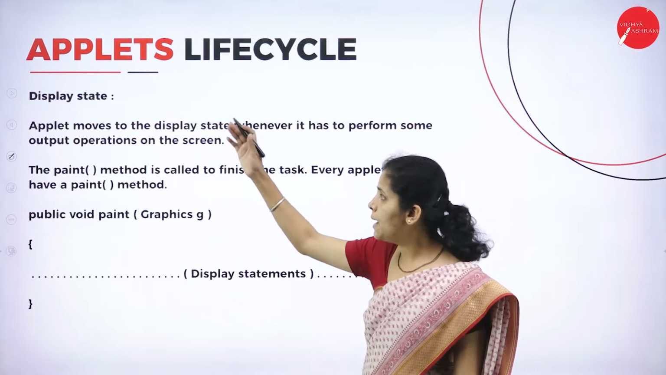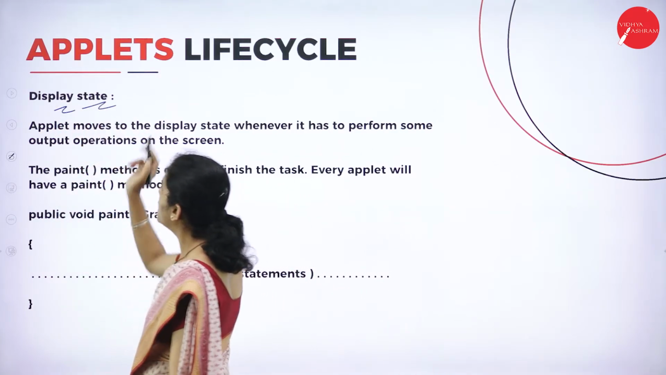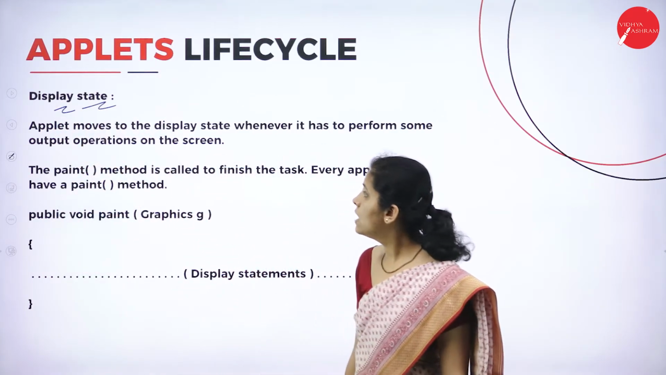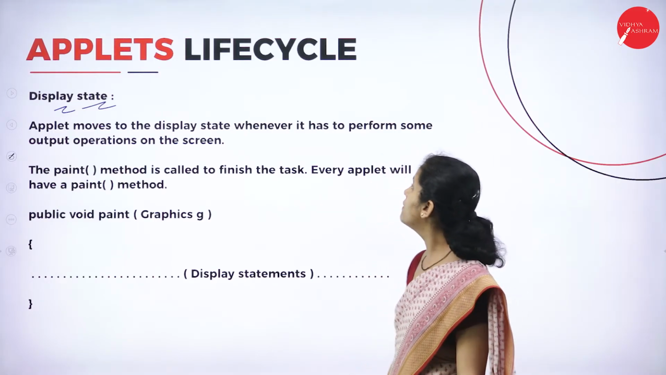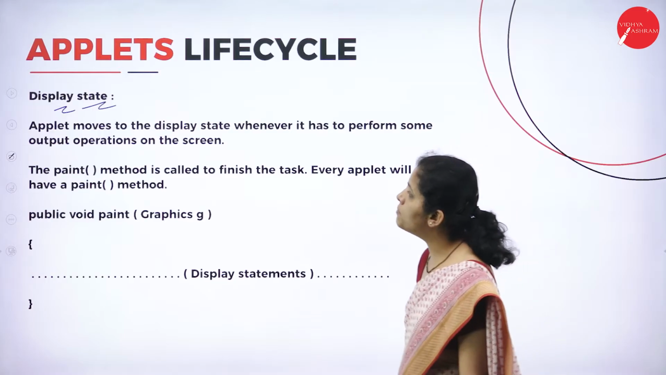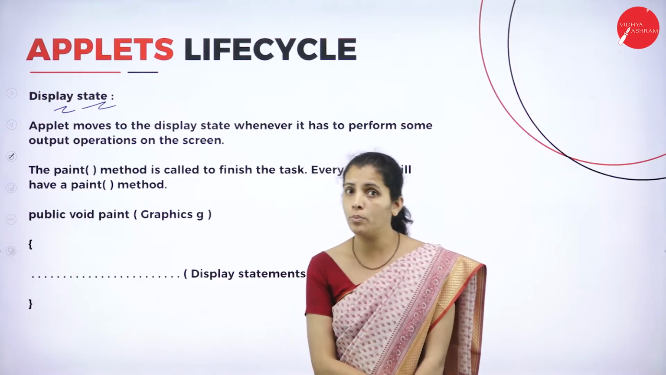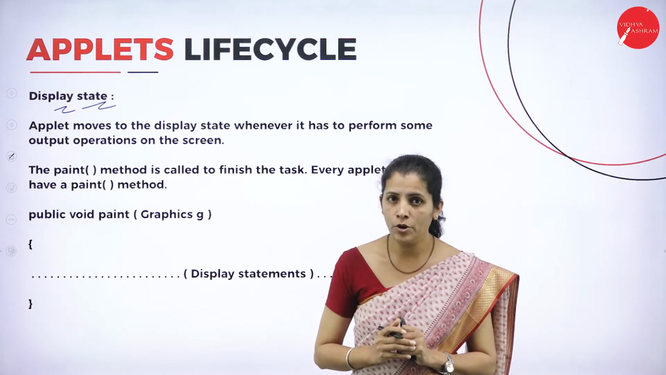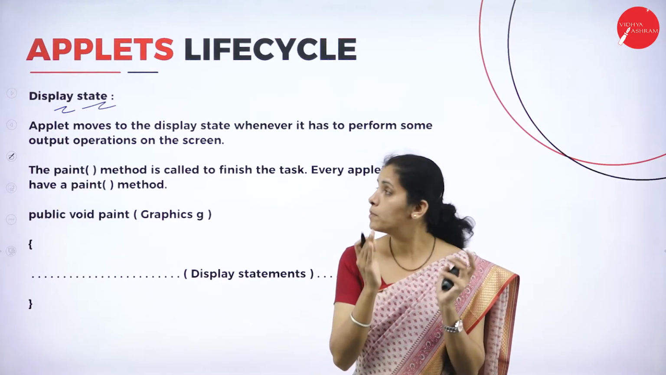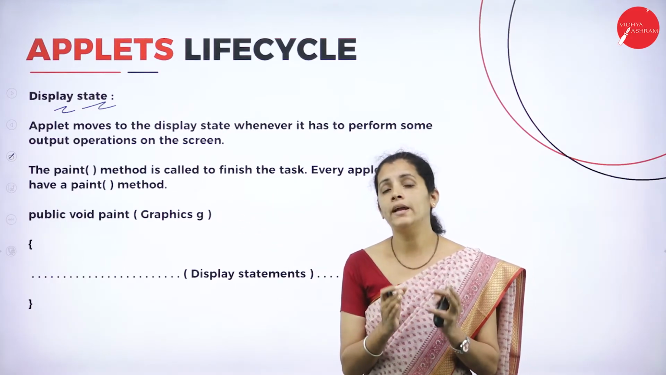Moving further, I'm going to have the display state. So what is this display state? Applets move to the display state whenever they have to perform some output operation. So what is this output operation? For example, I want to display some information. At that time, I'm going to call paint method or paint function.